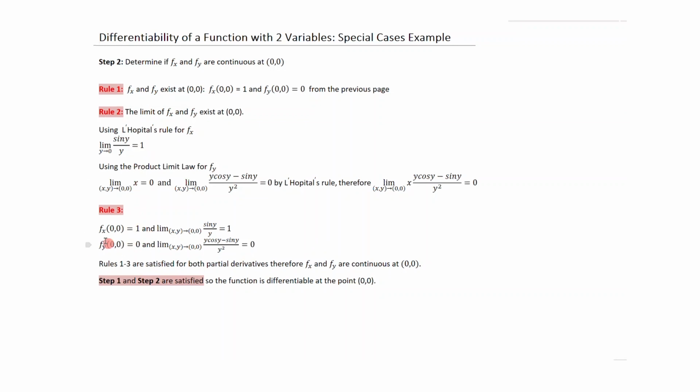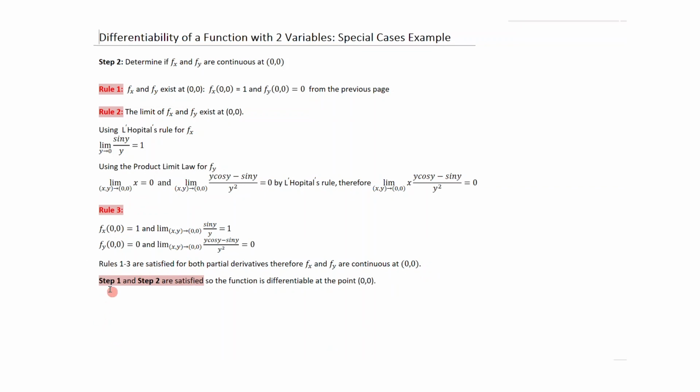Rule 3 is that the partials should be equal to the limit. We have f partial x at (0,0) equal 1, and the limit as (x,y) approaches 0 of sine y over y equals 1. So these two are the same. And f partial y at (0,0) equals 0, and the limit as (x,y) approaches (0,0) of this expression is also 0. So these two are identical. Hence, rules 1 to 3 are satisfied for both partial derivatives, and therefore f partial x and f partial y are continuous at (0,0).